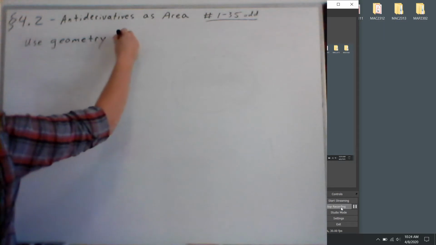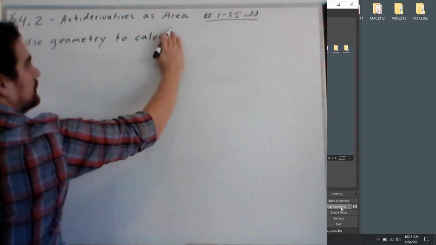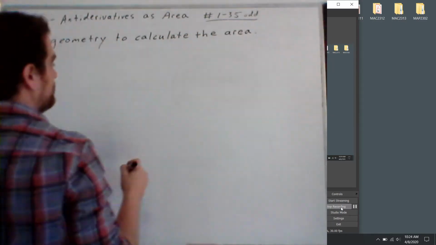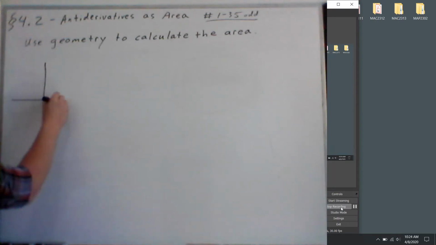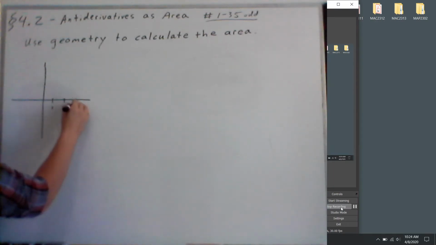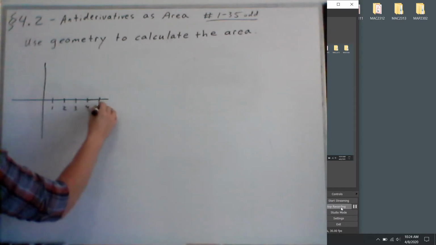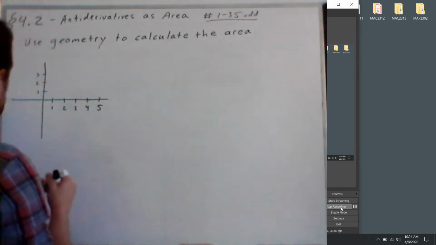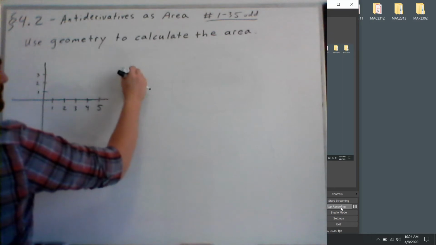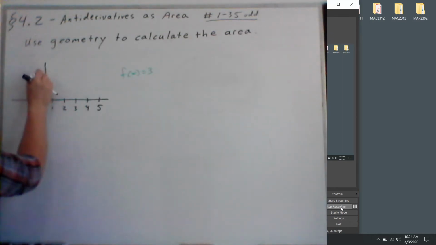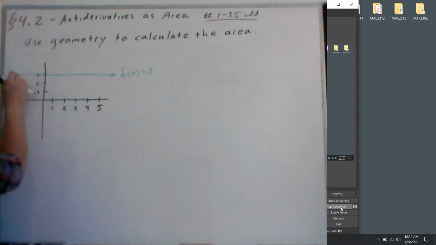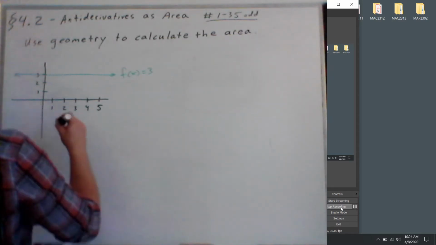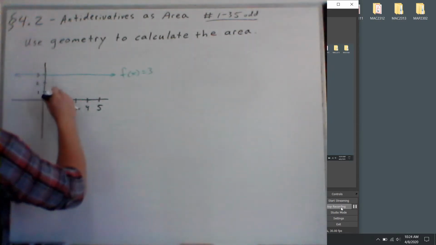Let's say we want to use geometry to calculate the area. Let's say we have, well, we'll go up to 5 here. 1, 2, 3. Let's say we have the constant function y equals 3, or f of x equals 3. That is the constant function y equals 3. And let's say we have this go from 1 to 5.